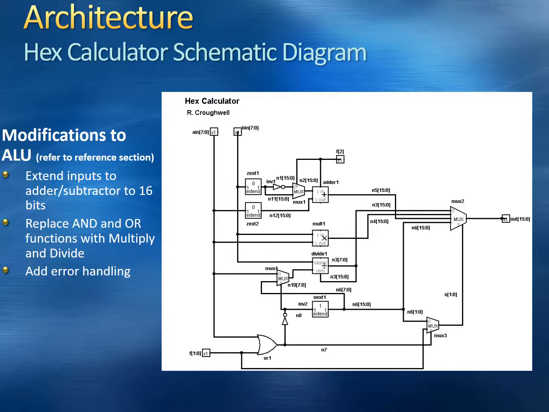Some of the modifications are the bit extender for the adder subtractor. Those are blocks ZX1 and ZX2. And I replaced the AND and the OR functions with the multiply and divide functions. And I also added the error handling circuitry.